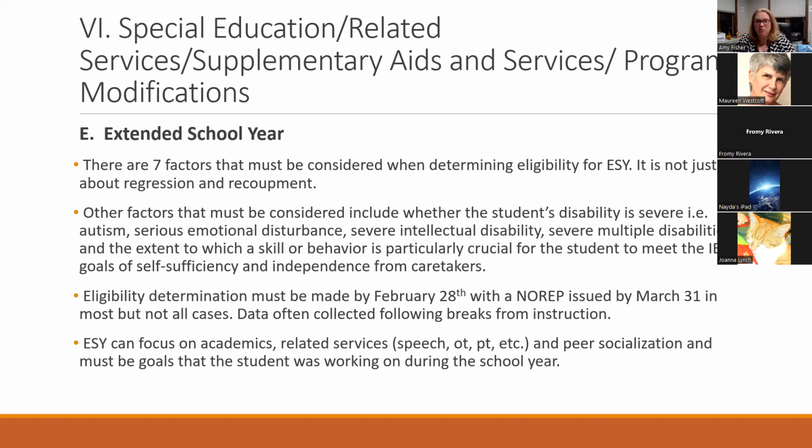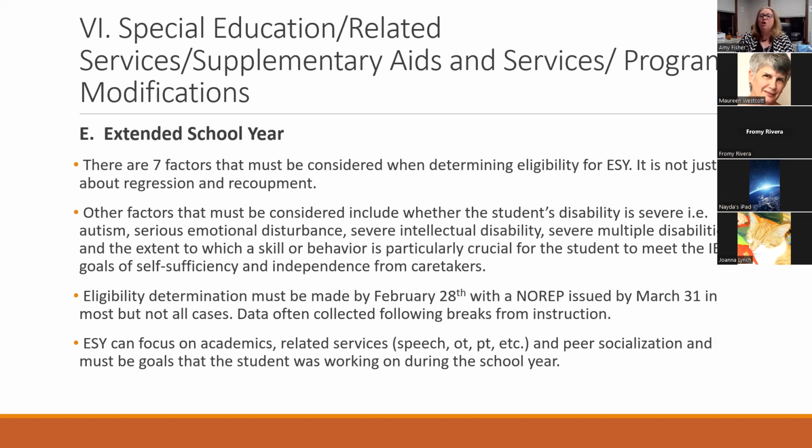You will always hear discussion about regression and recoupment. Regression is my student loses skills when we're on a break. Recoupment is this is the amount of time it takes my student to regain those skills that were lost while we were on the break. All students lose skills, even kids who do not have disabilities. They go home over the summer, they forget things they learned. The teacher reviews key concepts at the beginning of the school year to get everybody refreshed and back on track. It happens to all of our learners.